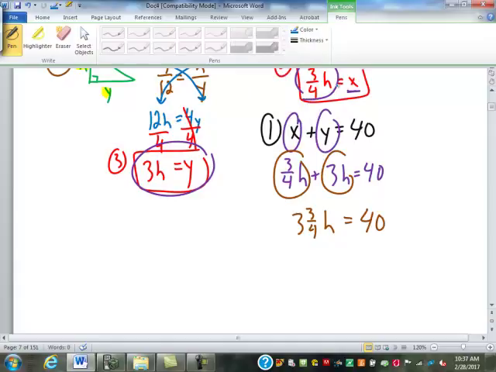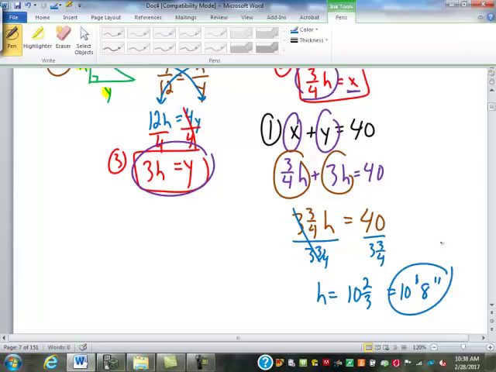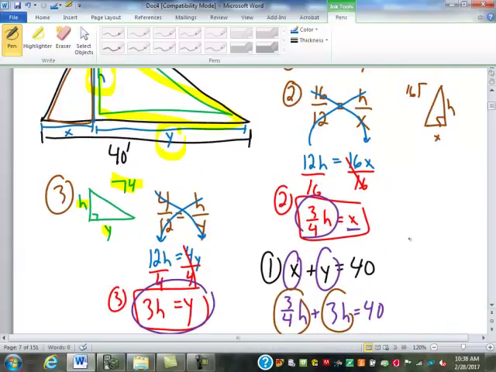What do you think I'm going to do next? Yeah, it's 3 3/4 times H equals 40, so I'm going to divide by 3 3/4. H equals, what is 40 divided by 3 3/4? 10 2/3. So H is 10 foot 8 inches. So 10 foot 8 inches is going to go up here for our H.